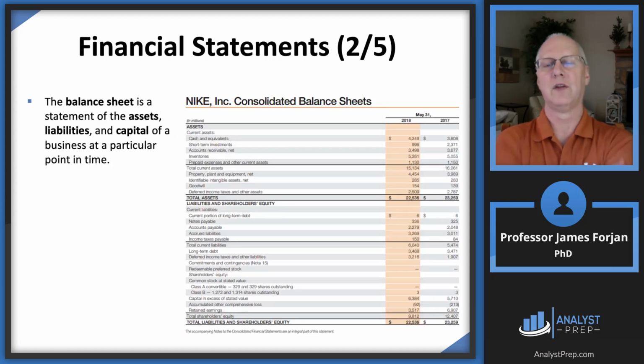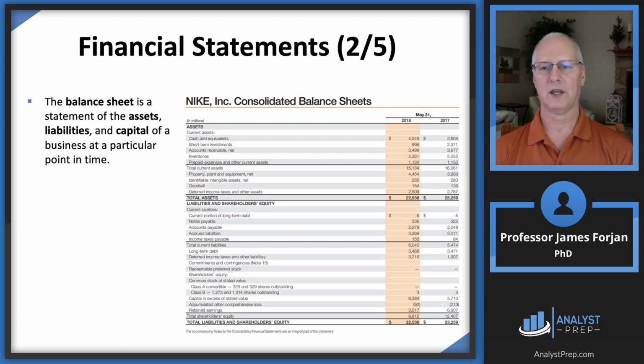What I have done here in the next series of slides is just take a quick look at the balance sheet for Nike, since we did Nike a little bit earlier. Total assets in 2018, what is that, about $22.5 billion. So total liabilities and equity is about $22.5 billion. Remember that fundamental accounting equation, assets equals liabilities plus capital.